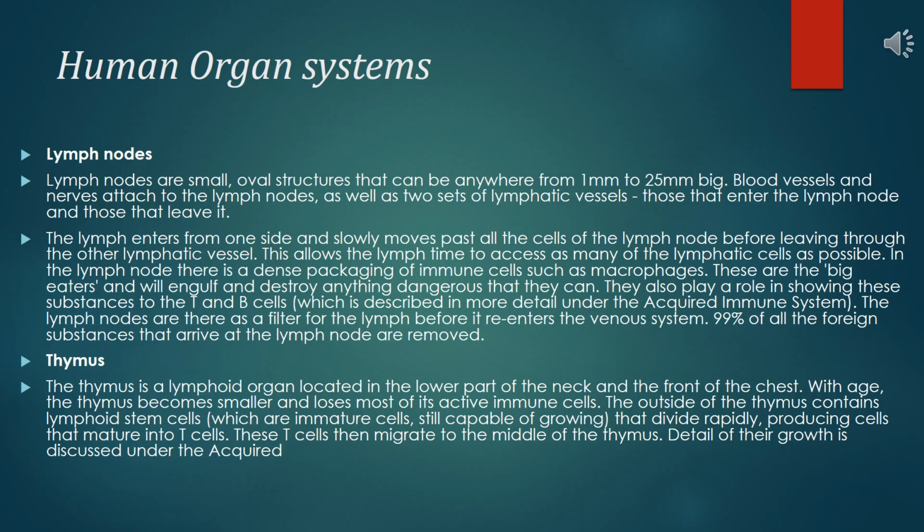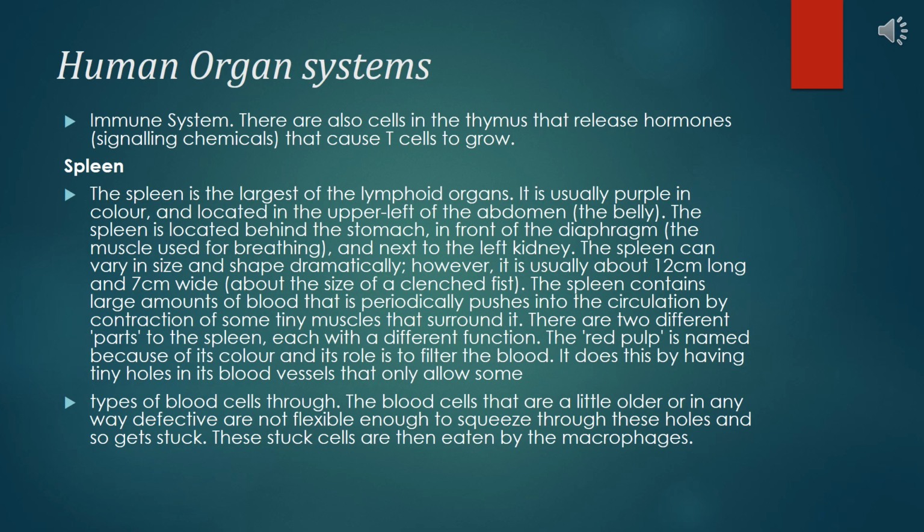Thymus. The thymus is a lymphoid organ located in the lower part of the neck and the front of the chest. With age, the thymus becomes smaller and loses most of its active immune cells. The outside of the thymus contains lymphoid stem cells, which are immature cells, still capable of growing, that divide rapidly, producing cells that mature into T cells. These T cells then migrate to the middle of the thymus. Detail of their growth is discussed under the acquired immune system. There are also cells in the thymus that release hormones, signaling chemicals that cause T cells to grow.